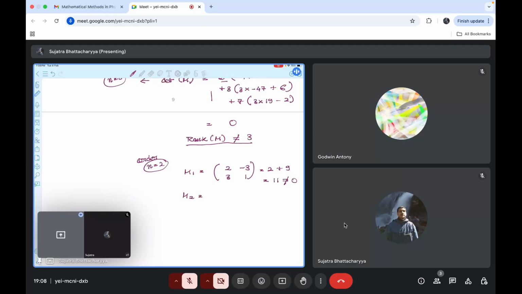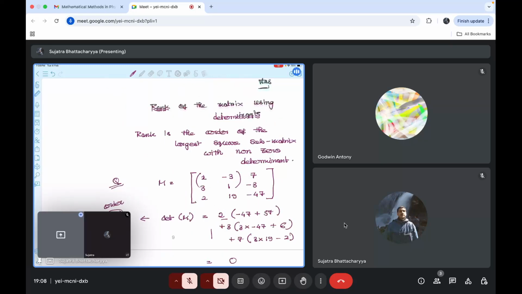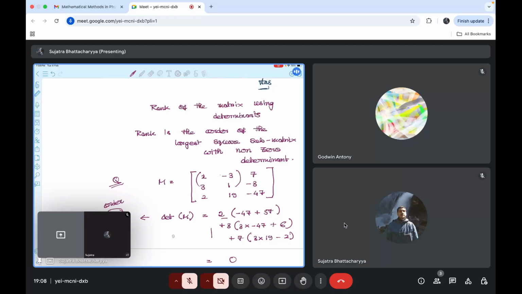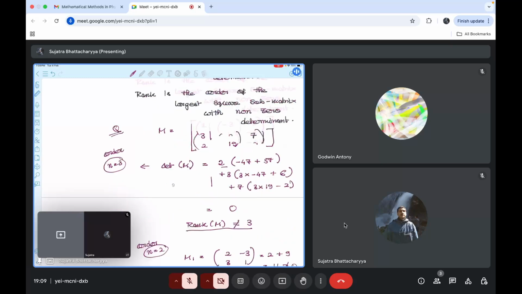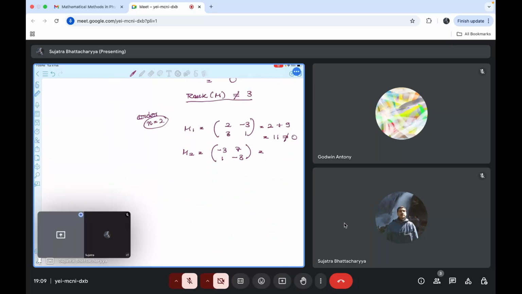Okay, M2 also you check, say minus 3, 7, 1, minus 3. In that way, you have to check all the submatrices possible here. Then 2, 3, 7, minus 3 together, then these two, like that. So there will be so many matrices. Further, if you go, it will be 2, 7 and 3, minus 3. These are different matrices you can calculate.